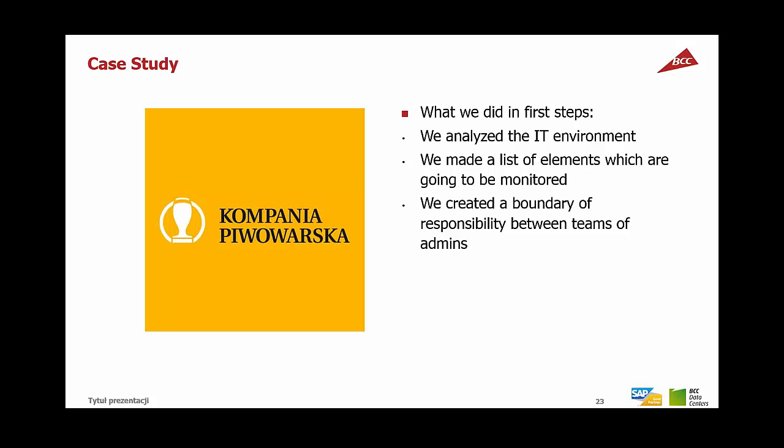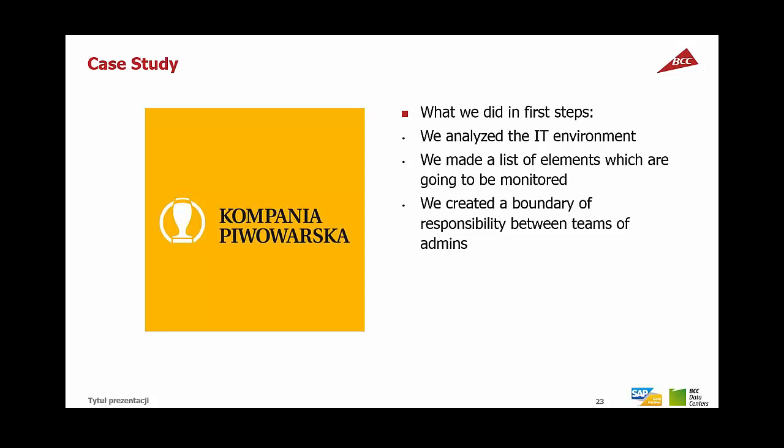The first step we made was to analyze the IT environment. Why is it important to analyze the environment? Because you need to know what is happening there, what devices you have in your networks. Maybe you will have devices that don't speak, for example SNMP, and you have to find a solution for it. Next, we made a list of elements which are going to be monitored. It is important because you don't need to monitor unimportant devices.